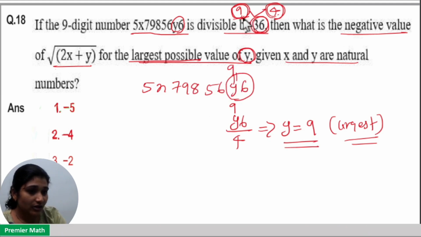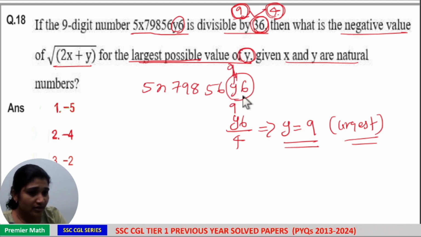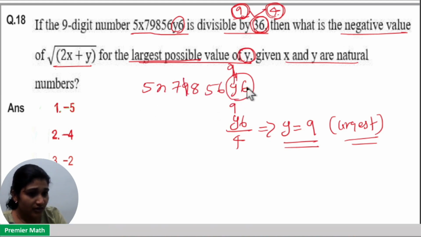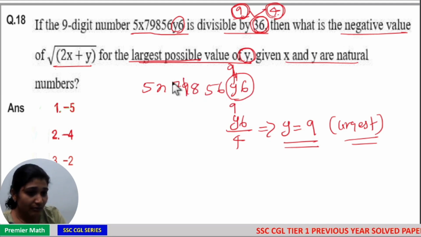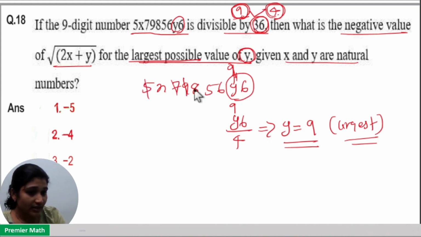Now check the divisibility rule of 9. When a number is divisible by 9, its digital sum should be a multiple of 9. So here, when you calculate digital sum, you can ignore 9 and sum of 9. So here this is equal to 6 plus 6, 12, 12 plus 5, 17, 17 plus 8 is equal to 25, 25 plus 7 is equal to 32, 32 plus 5 is equal to 37. 37 means total 37 means 3 plus 7, 10.